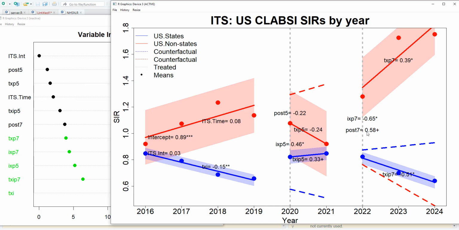And so when we look at TXIP, it has a value of negative 0.51, so it's decreasing about half an SIR point per year. And that's a significant decrease as well. And if we look at TXIP, that's the second most important predictor on the far left. So we do see signs of a positive effect for the U.S. states.